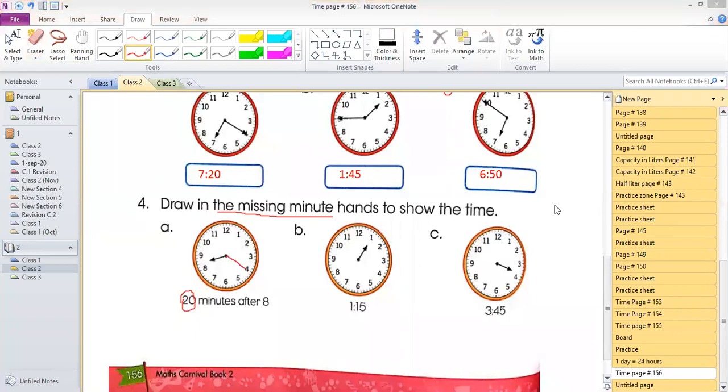And yes, guys, tell me, where should I draw a minute hand? At which number? 1, 2, 3, 4, 5. Which number? Three, three, three. Very good. I should draw it at 3 because it is 1:15. So I draw it at 3.